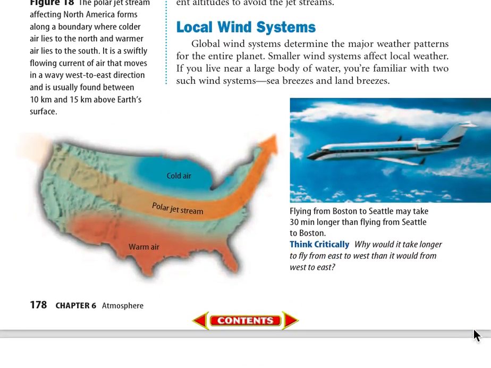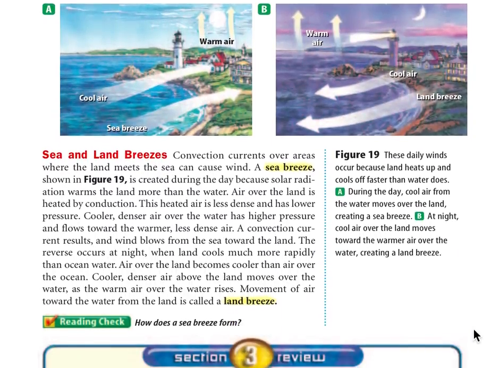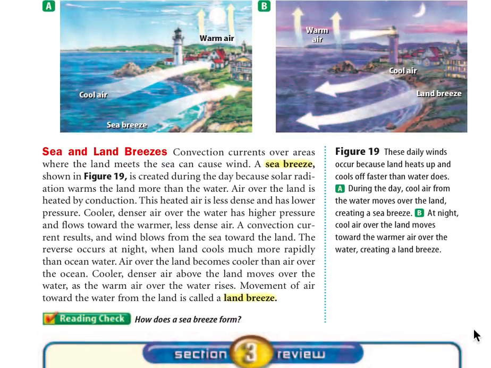Local wind systems. Global wind systems determine the major weather patterns for the entire planet. Smaller wind systems affect local weather. If you live near a large body of water, you're familiar with two such wind systems, sea breezes and land breezes. Sea breezes and land breezes. Convection currents over areas where land meets the sea can cause wind.